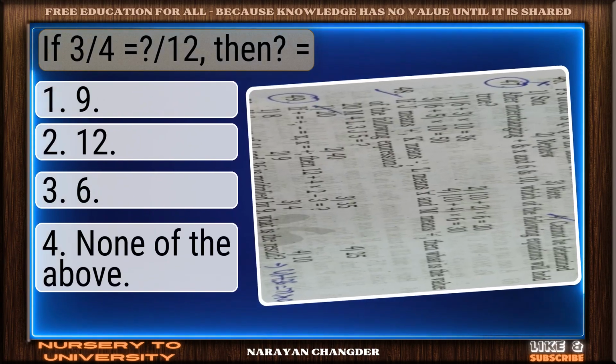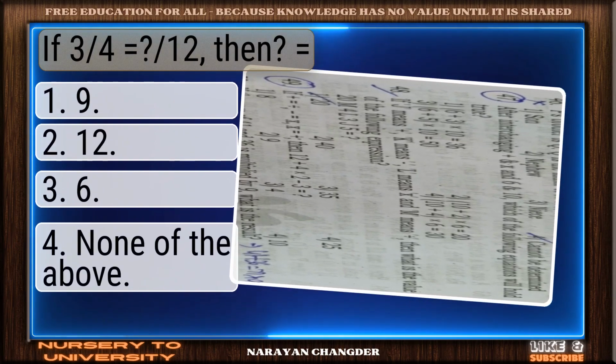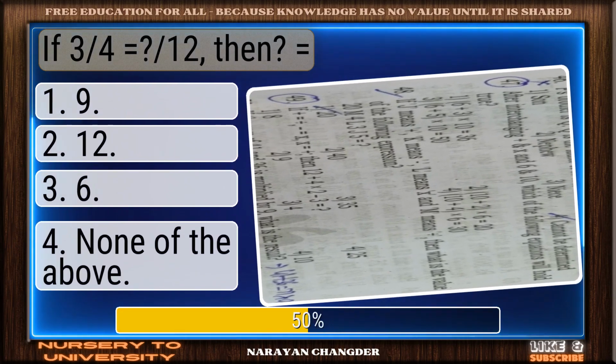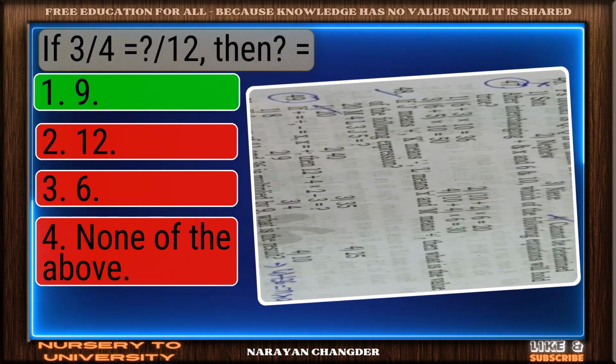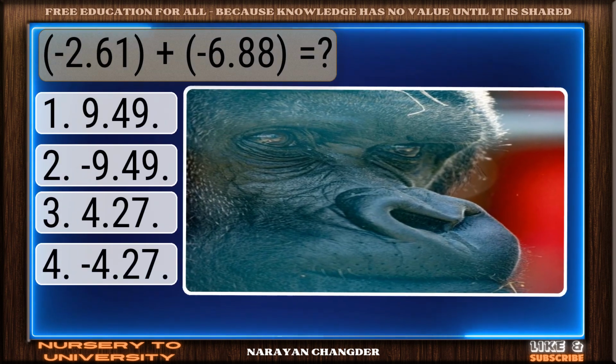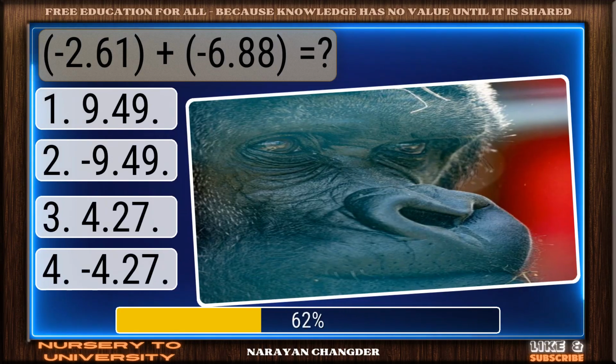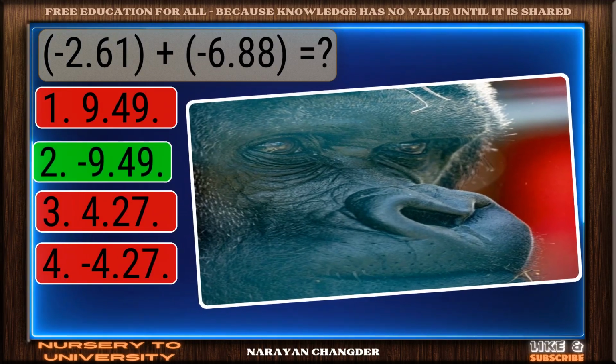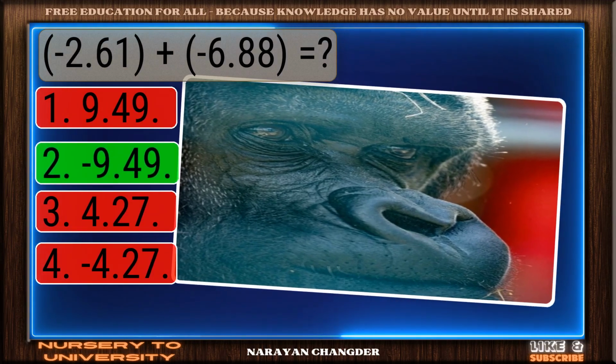Question number 202, if 3 pay 4 equal to, a 12 then equal to? Valid point. 9 is true. Question number 203, plus equal to? Nice work. You chose 9.49 and it is correct.